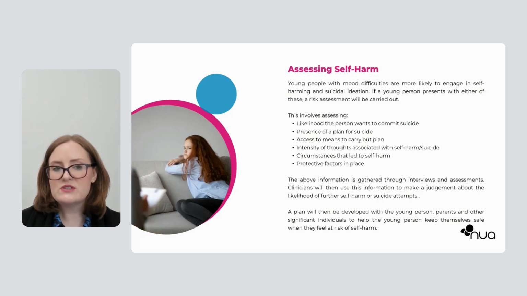Young people with mood difficulties are more likely to engage in self-harming and suicidal ideation. If a young person presents with either of these, a risk assessment will be carried out. This involves assessing the likelihood the person wants to commit suicide. So how many thoughts they're having about committing suicide, the presence of a plan for suicide, access to means to carry out a plan, the intensity of thoughts associated with self-harm or suicide, and circumstances that led to self-harm.